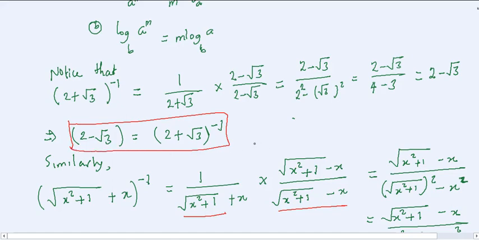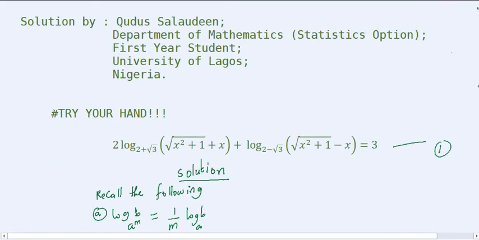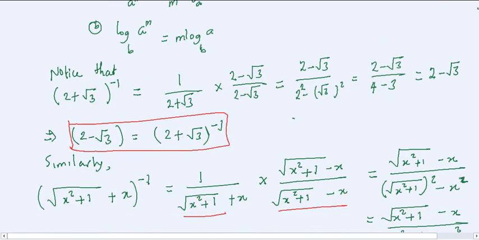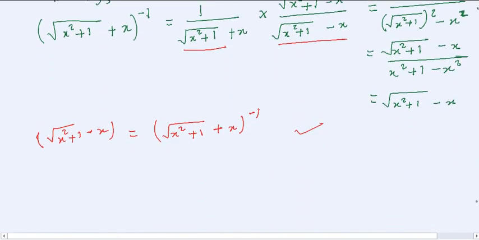So let's continue. Now I will come to the question. Let us come to the question now. This is the question. All we've done so far is the basis for our solution. So now let us solve.